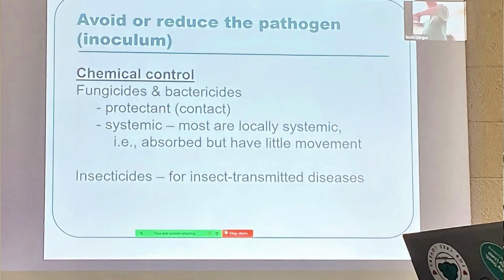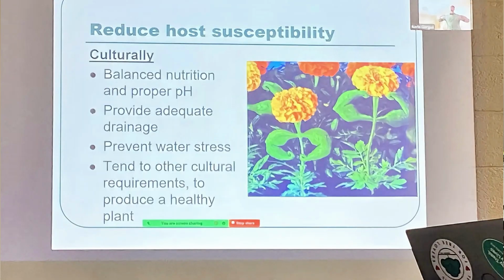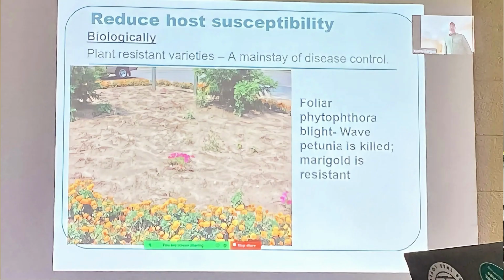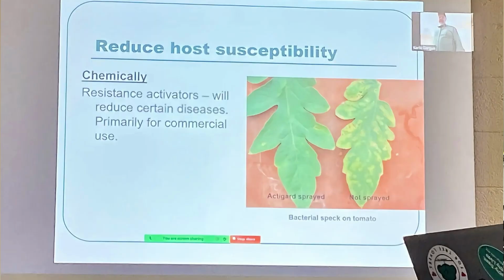Insecticides for insect-transmitted diseases. Culturally: balanced nutrition and proper pH, provide adequate drainage, prevent water stress, tend to other cultural requirements to produce healthy plants. Biologically: plant-resistant varieties, a mainstay of disease control. Foliar blight wave, petunia is killed, marigold is resistant. Chemically, resistance activators will reduce certain diseases, primarily for commercial use.